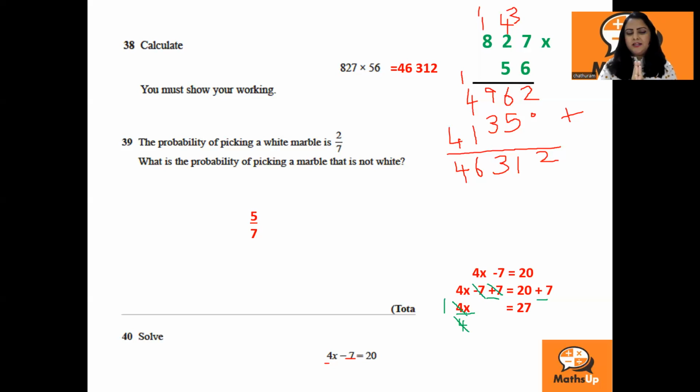But again, I'm telling, as this is an equation, if you do something for one side, you have to do the same thing for the other side as well. Then you have to divide the other side also by 4. And now we'll see 27. We are going to divide by 4.